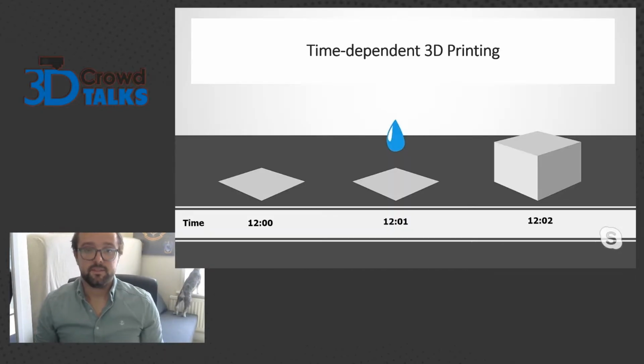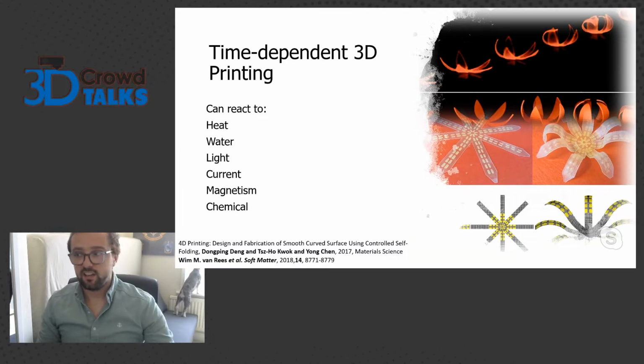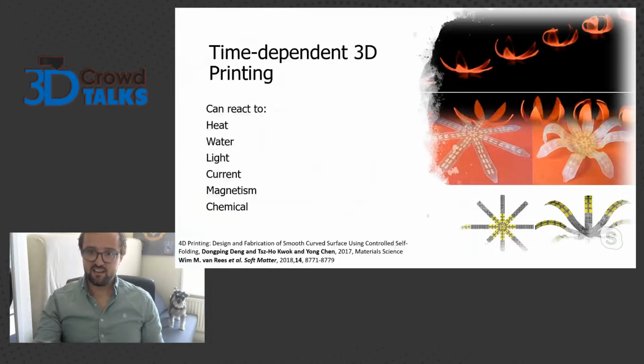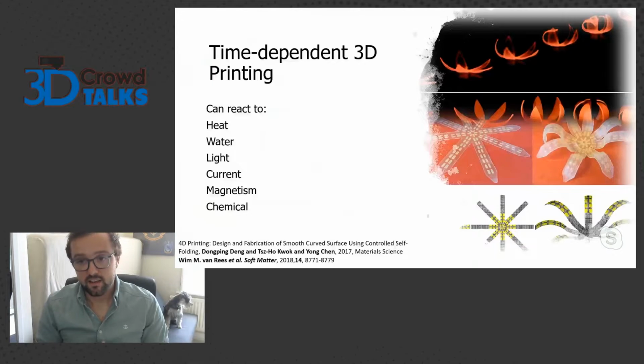So some examples. Time-dependent 3D printing can not only react with water, it can react with heat, light, current, so electrics, magnetism, and it can also be a chemical reaction, or a reaction to a chemical stimulus, like acid or alkali. So on the right here, we've actually got some examples of time-dependent 3D printing.